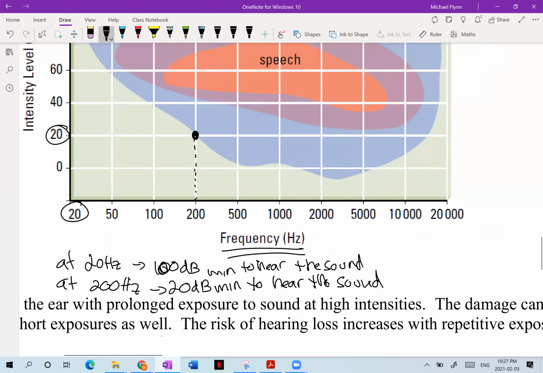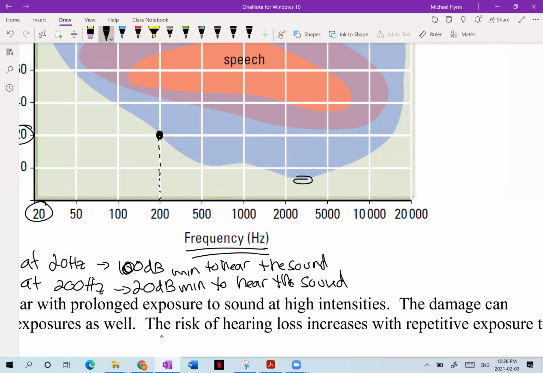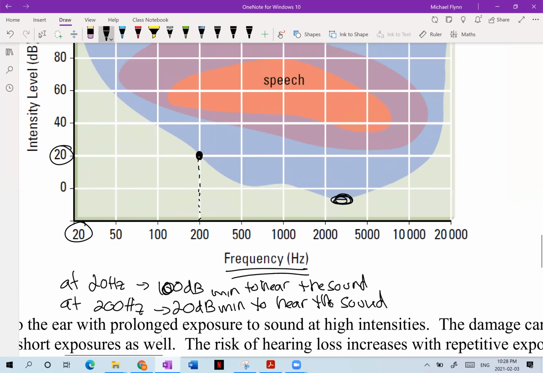So where is your ear the most sensitive? Well, it's actually right there, where that blue patch is lowest. You don't even have to go to 0, it's even better than 0 decibels. That is around 4,000 hertz in frequency, not 400, 4,000 hertz. Your ear is best at hearing sounds at 4,000 hertz, where the graph goes the lowest.